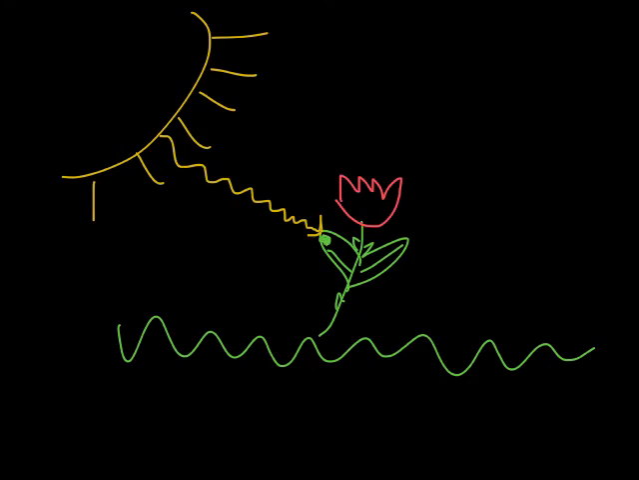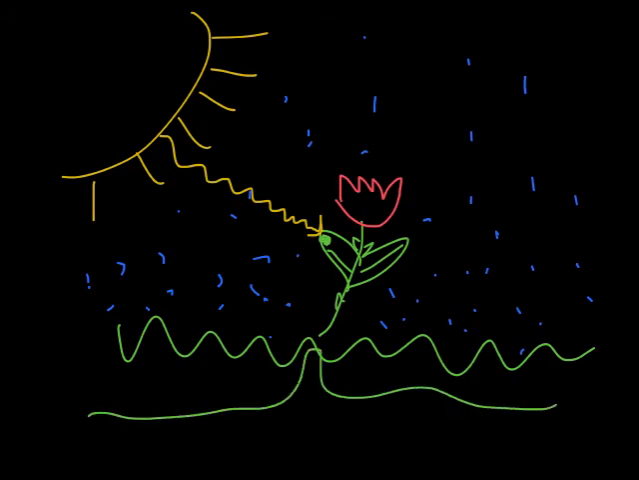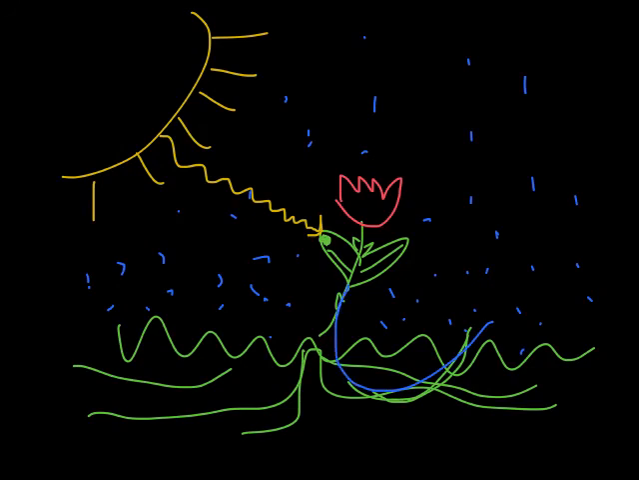The second thing that we need for photosynthesis is water. So we get some rain. The plant gets water inside of it through its root system. Plants have roots underneath the ground. Those roots, in blue, absorb the water, and that water goes up into the plant, and now the plant has water.